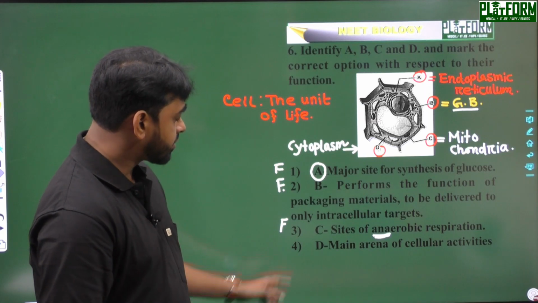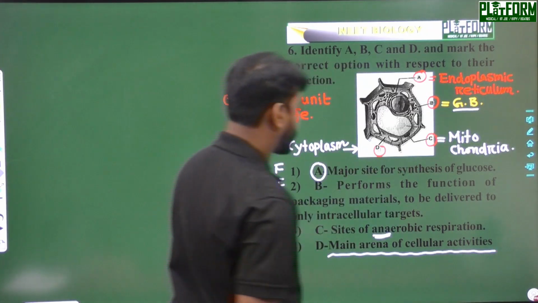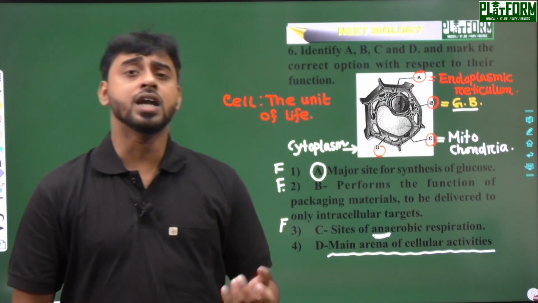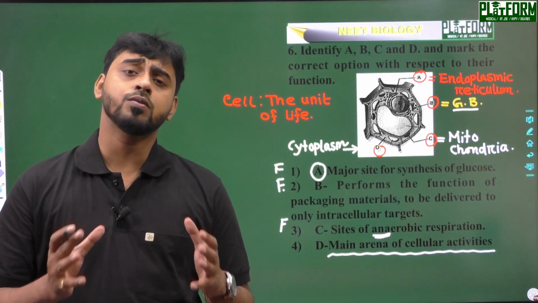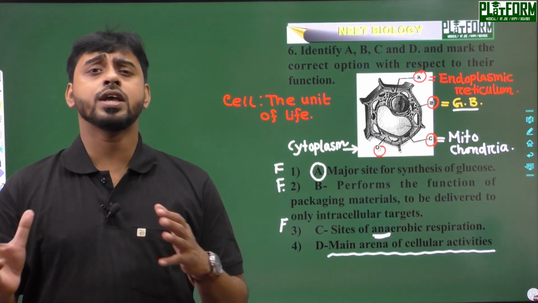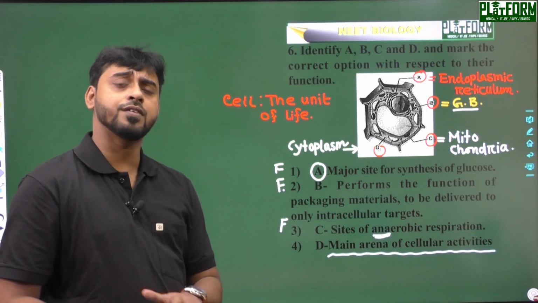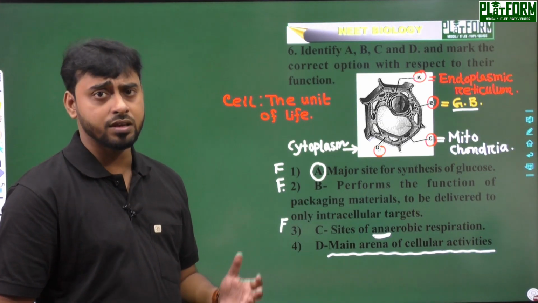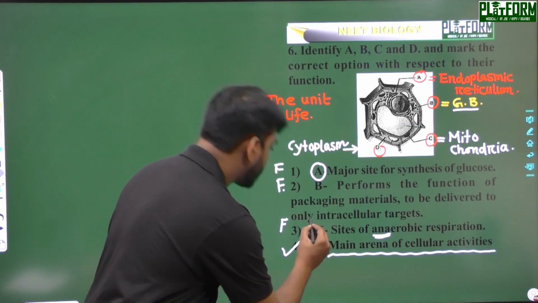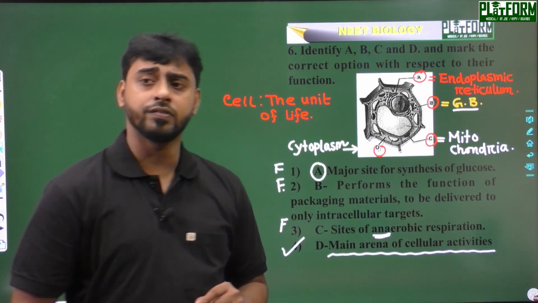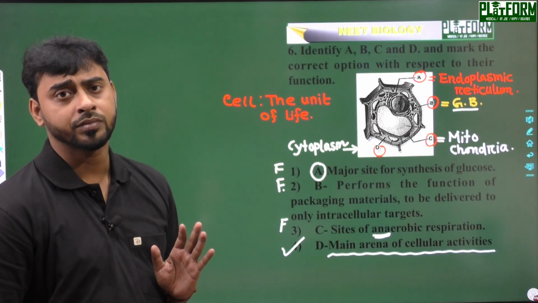And the D, that is the cytoplasm, which is written that's the main arena of cellular activity. What do you mean by the arena? Arena means this is a platform. On that particular platform, several metabolic activities are taking place. So, the common platform where several metabolic activities are taking place, that is the cytoplasm. So, here the D, that is the main arena of the cellular activity. This is the correct statement with respect to the diagram.